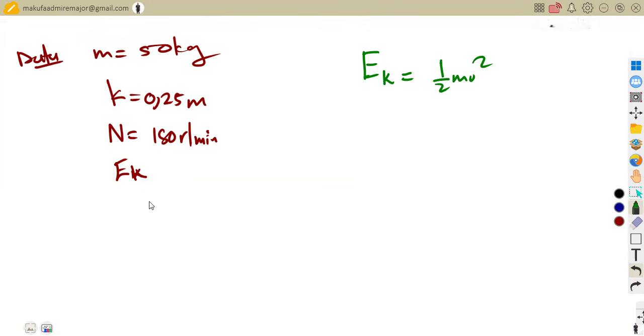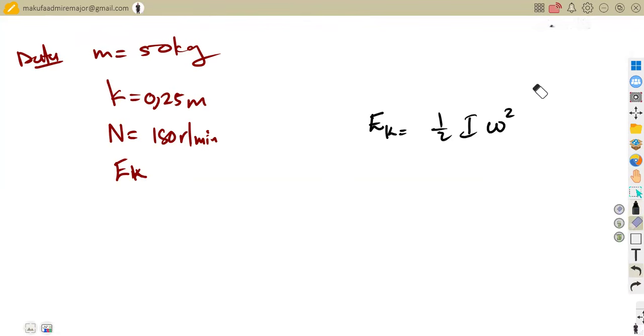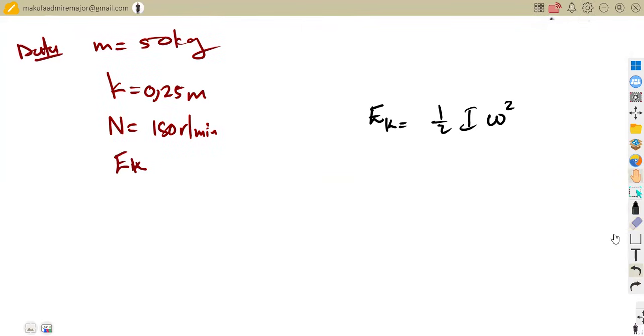Half mv squared, we are given mass and velocity there. This is for linear motion. But as we extend, we have an extended formula when dealing with angular motion, whereby our kinetic energy is half of the inertia times omega squared. So this is for circular motion: half I omega squared, which is the inertia times omega, our angular velocity.